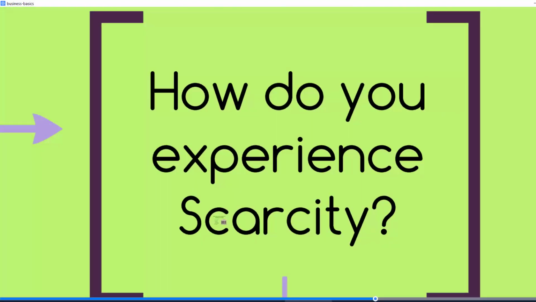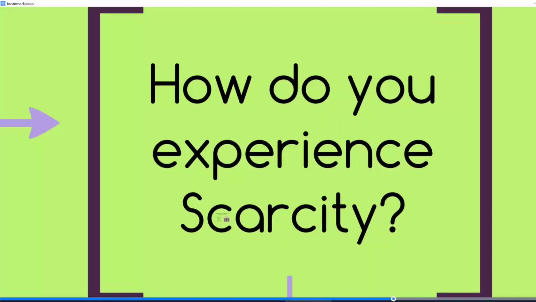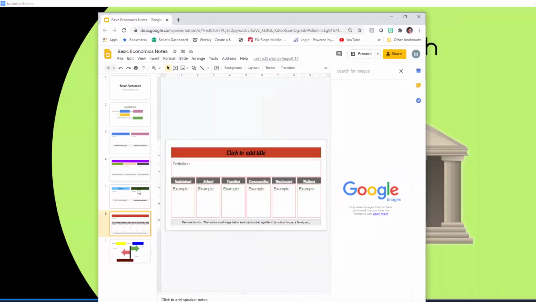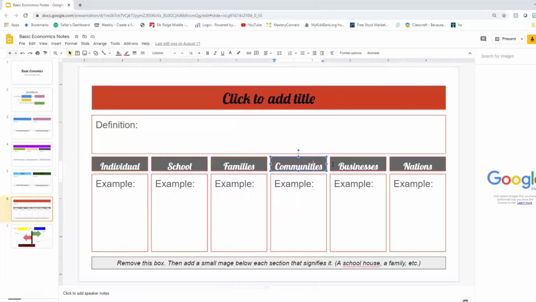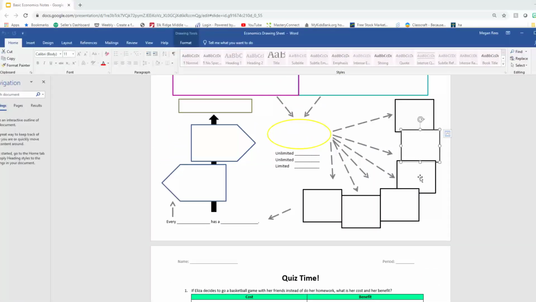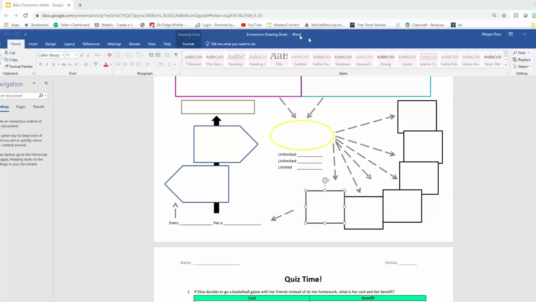So I want you to think about how you experience scarcity in different areas of your life, okay? We're going to break this down into 6 areas: individuals, families, schools, communities, businesses, and nations. In your PowerPoint, or in your Google Slide if you're doing that, it's right here. This is how you're going to fill it out. This is already entered for you. I want you to define what scarcity is and then give me an example in your own life. Just type over the word example with how you have seen this scarcity in each of these areas. If you are doing it with the other sheet, it's also pretty obvious. You should be down here by now. Each of these is a different type, so you'll write the name and then put a definition right there, or an example of how you've seen it.